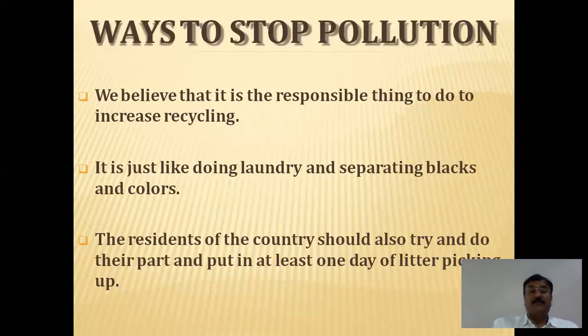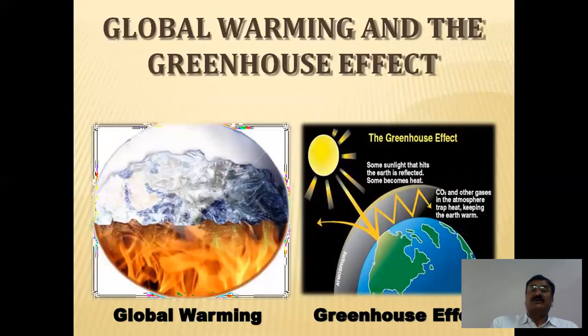Ways to stop pollution. We believe that it is the responsible thing to do to increase recycling. It is just like doing laundry and separating blacks and colors. The residents of the country should also try and do their part and put in at least one day of litter picking up. Another effect of pollution is global warming and the greenhouse effect. The first slide is showing global warming, and the second slide is showing the greenhouse effect.